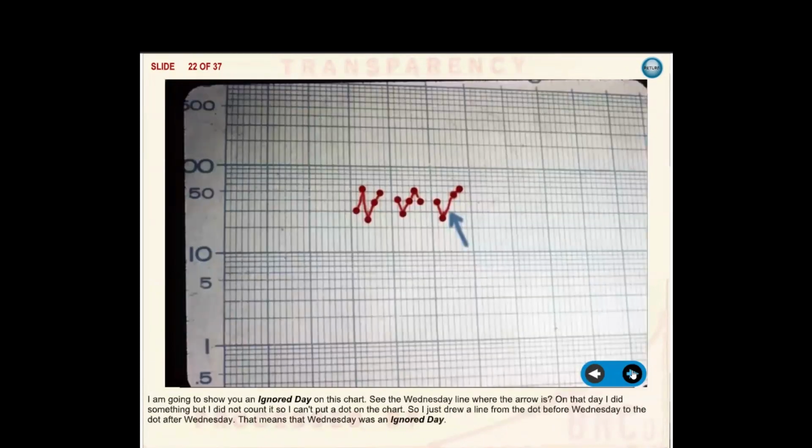I am going to show you an ignored day on this chart. See the Wednesday line where the arrow is? On that day I did something, but I did not count it, so I can't put a dot on the chart. So I just drew a line from the dot before Wednesday to the dot after Wednesday. That means that Wednesday was an ignored day.